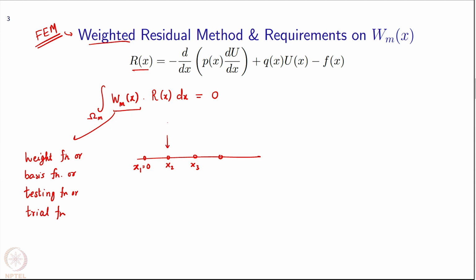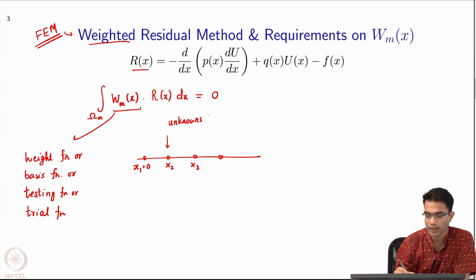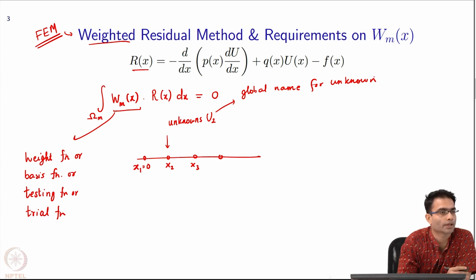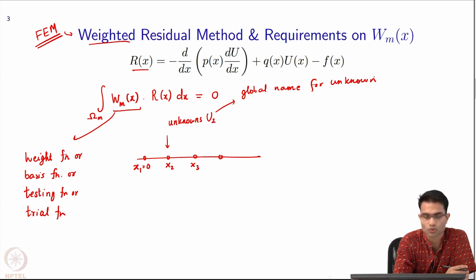Now the unknowns over here, I can call it U2, right. So there is U1, U2, U3 and so on, correct. So U2 is what I will call the global name for unknown, correct. If there are n nodes, each one is U1, U2, U3 up to UN, those are the unknowns, right.